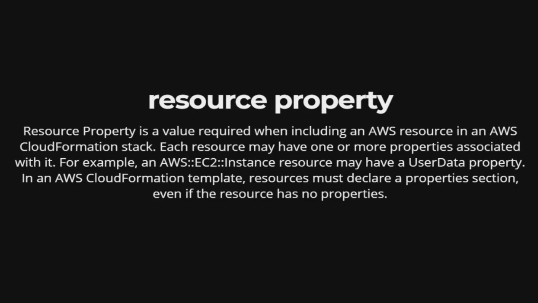Resource property. Resource property is a value required when including an AWS resource in an AWS CloudFormation stack. Each resource may have one or more properties associated with it. For example, an AWS EC2 instance resource may have a user data property. In an AWS CloudFormation template, resources must declare a properties section, even if the resource has no properties.